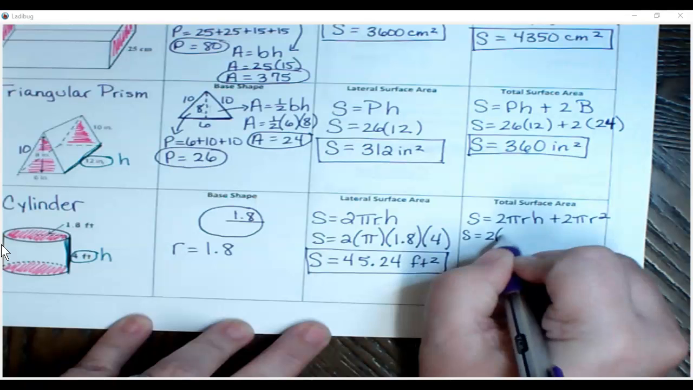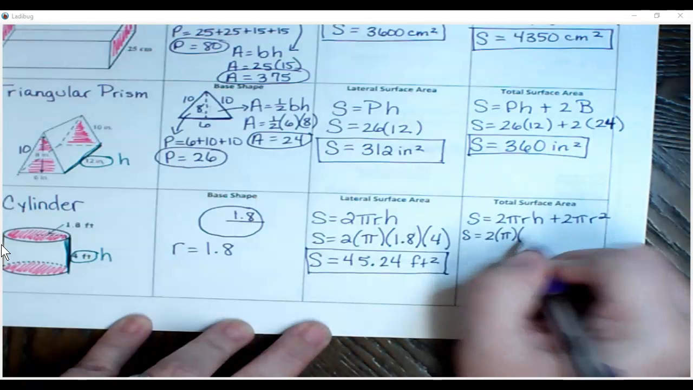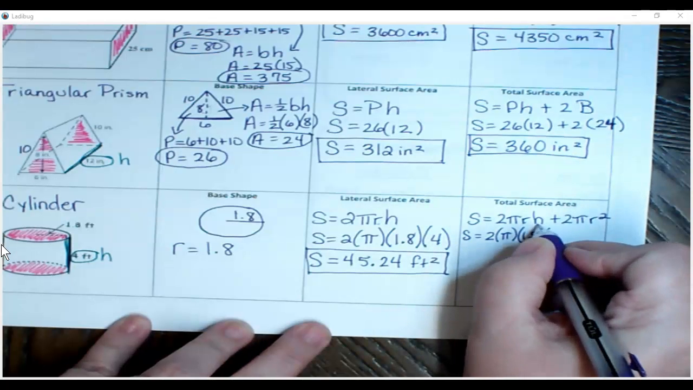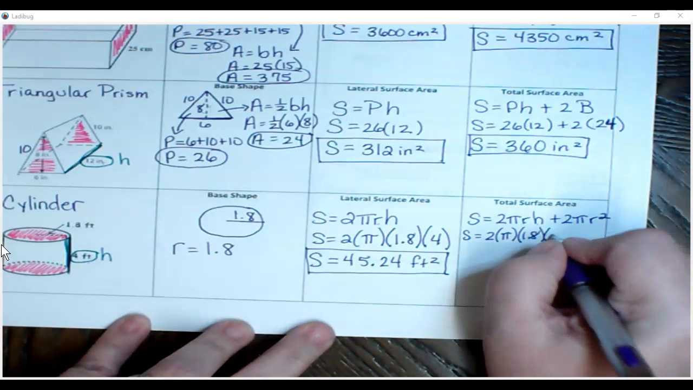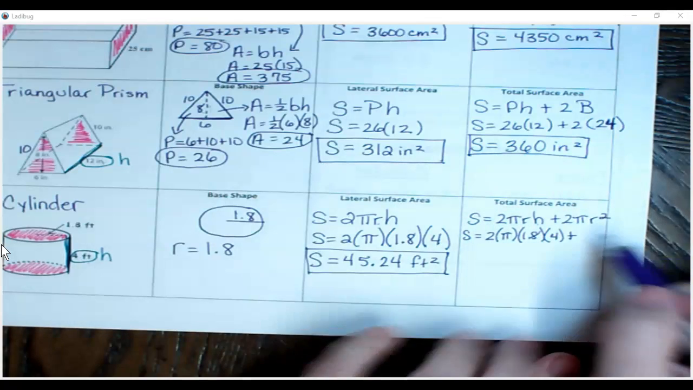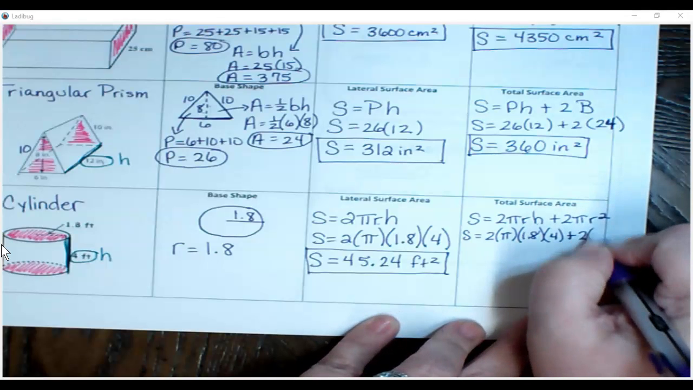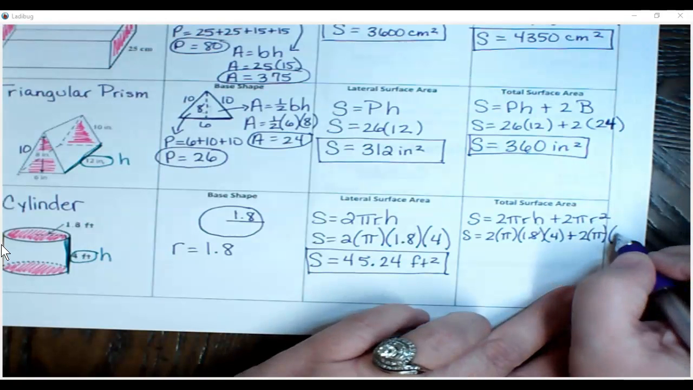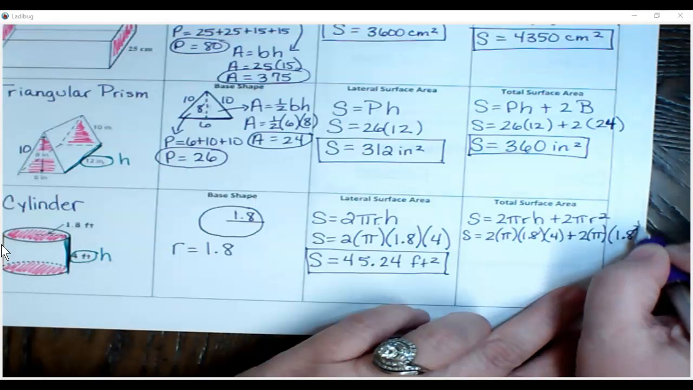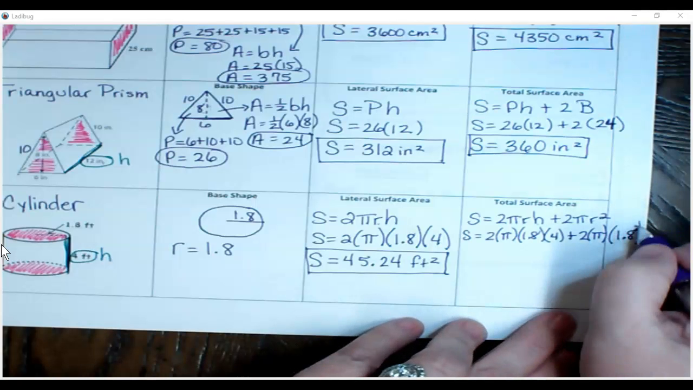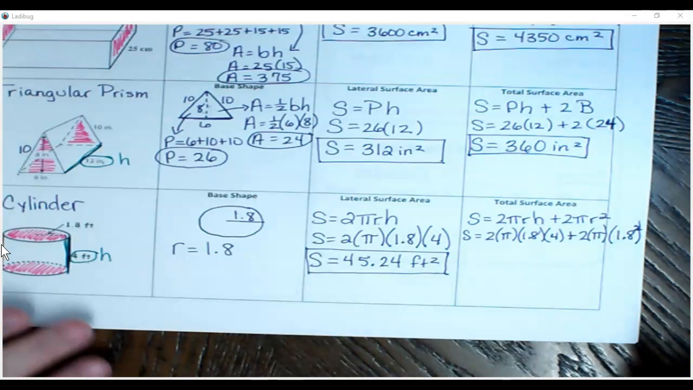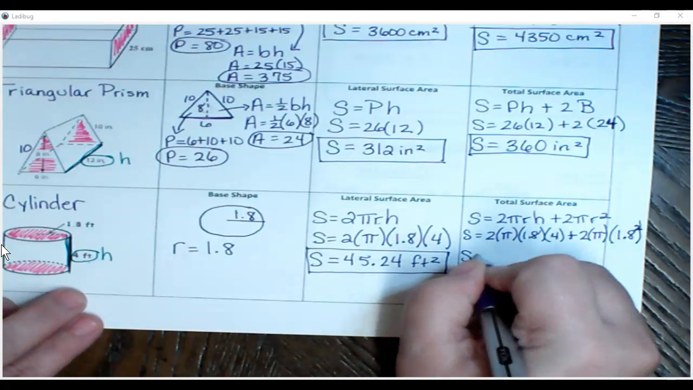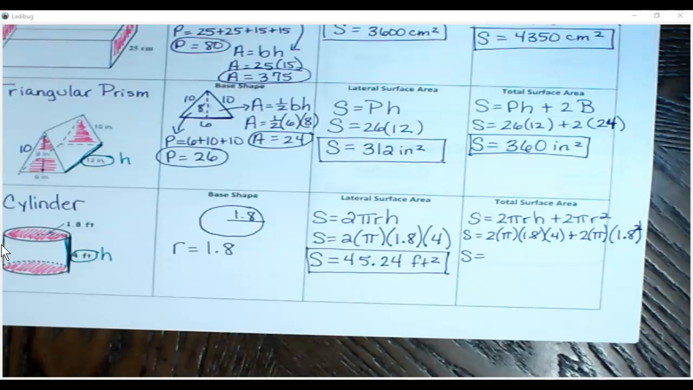S equals 2 times pi times my radius, we already said was 1.8, times my height, which is 4, plus, now we're ready to do the backside, 2 times pi, and then we still have to multiply that by radius squared, so 1.8 squared. That's a 2 up there. Calculate that. Pause the video until you have your answer. Round it to the nearest hundredth.